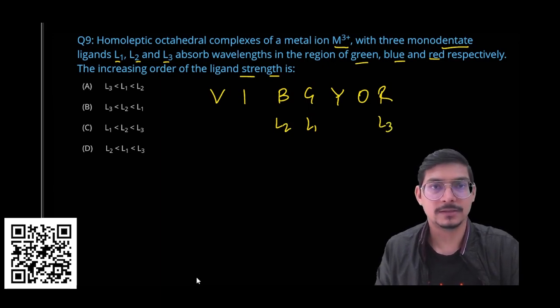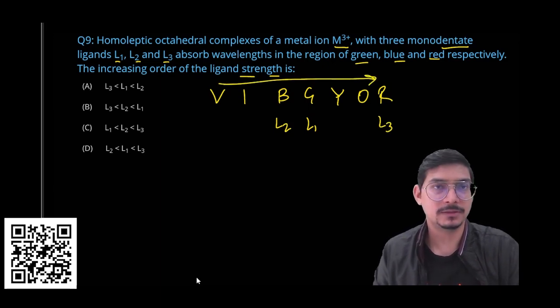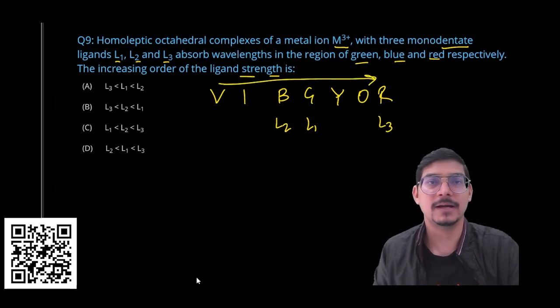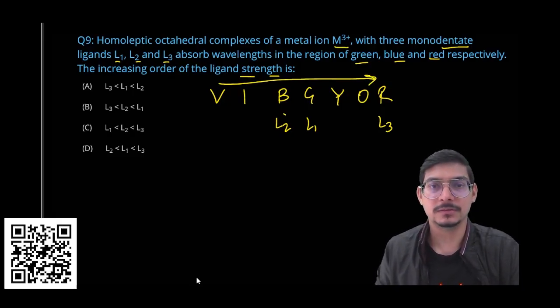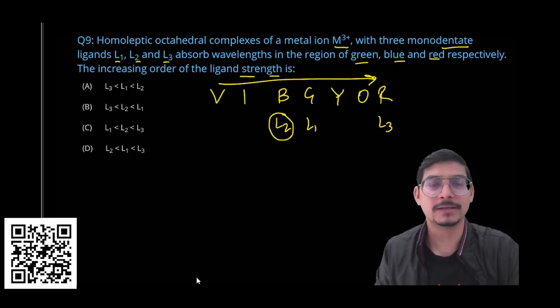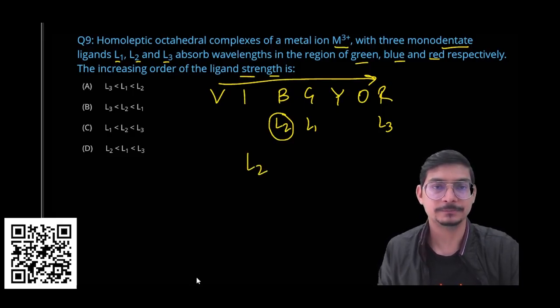Because we know that from violet to red, wavelength increases, frequency decreases, and energy also decreases, right? So basically, the ligand 2 is absorbing the light of shortest wavelength, which is maximum energy radiation, which means that the splitting should be maximum in case of L2, hence L2 should be the strongest ligand.